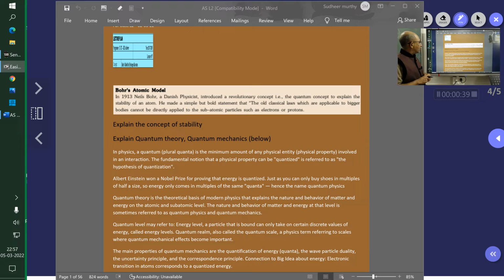Here, the dates are also important. In 1913, Niels Bohr, Danish physicist, introduced the revolutionary quantum concept to explain the stability of the atom. If you recollect from the previous class, the Rutherford model said that there is space between the nucleus, which has protons and is positively charged, and the electron, which is at some proximity.